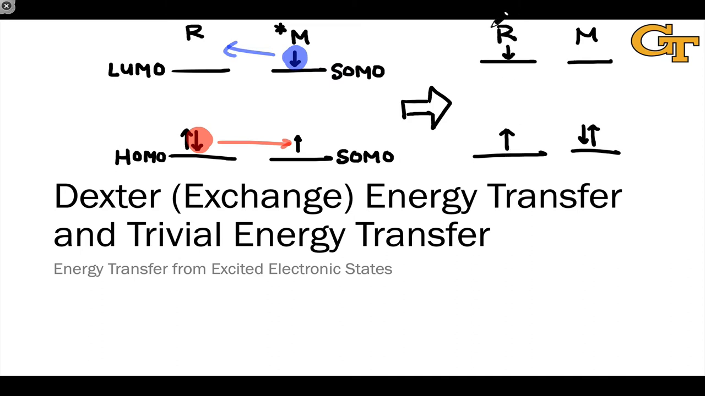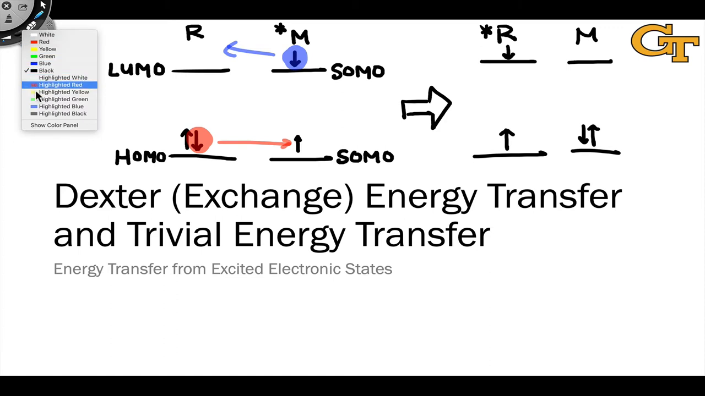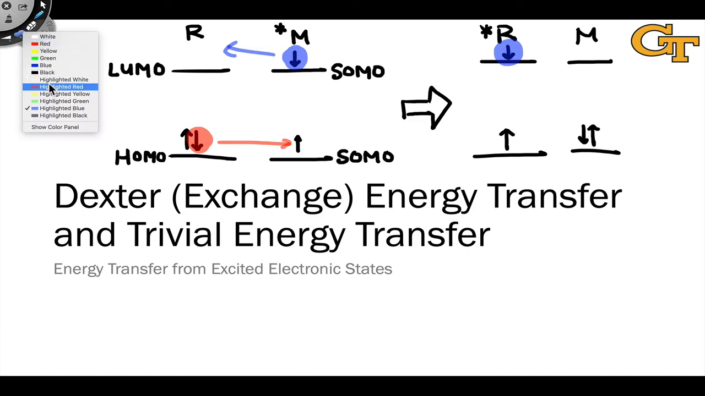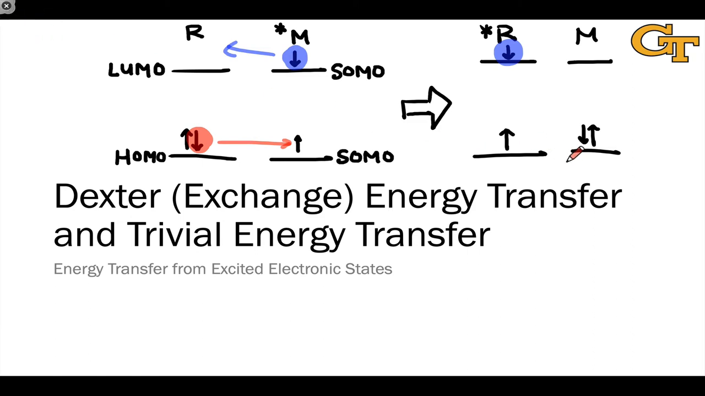SOMOs. R is now in an excited state, and M is in its ground state, and it was all through this electron exchange process. This is the essence of Dexter energy transfer, the exchange of electrons between an excited state molecule and a ground state molecule, leading to conversion of the excited molecule back to its ground state and the ground state molecule to an excited state.